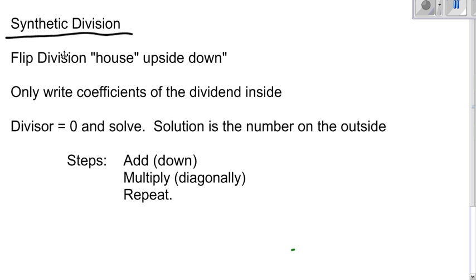So in order to do synthetic division, you first have to flip the division house upside down. So it would look like that. Then on the inside, you would write the coefficients of the dividend, just the coefficients, and if there was a 0x cubed like there was in the previous example, you would need to put a 0. For the outside, you're going to set the divisor equal to 0 and solve it. The answer to that equation is what goes on the outside here.